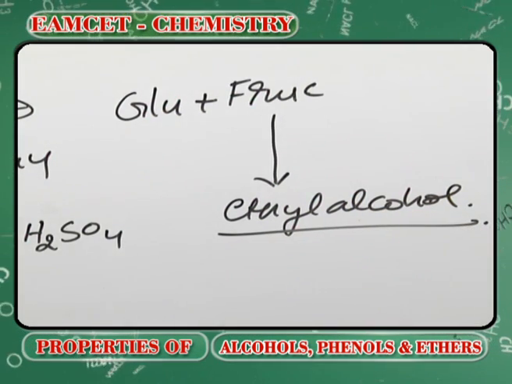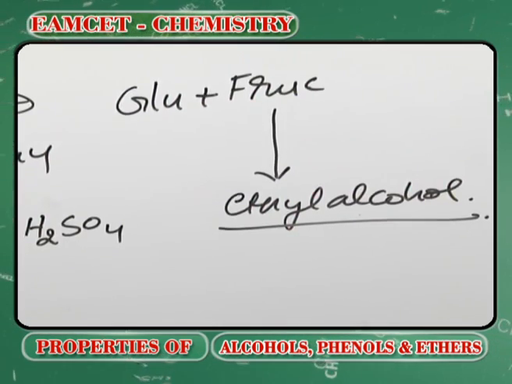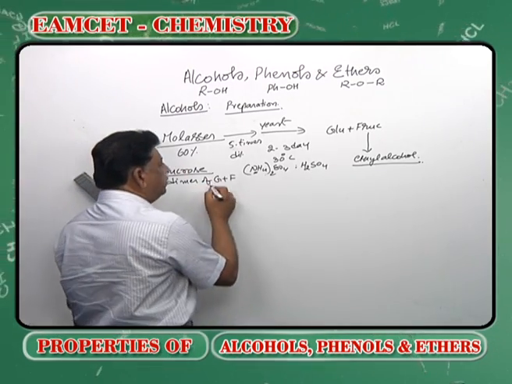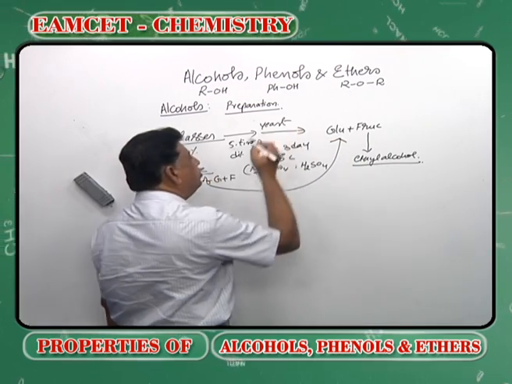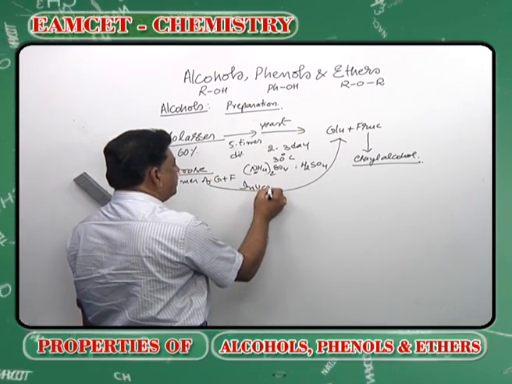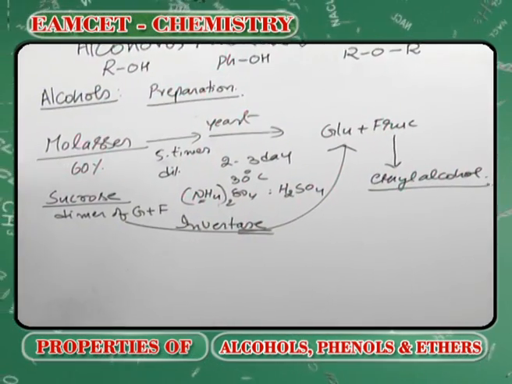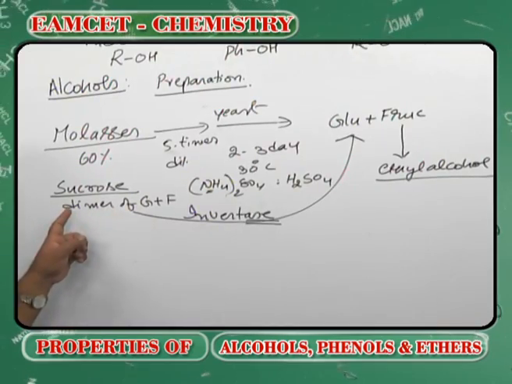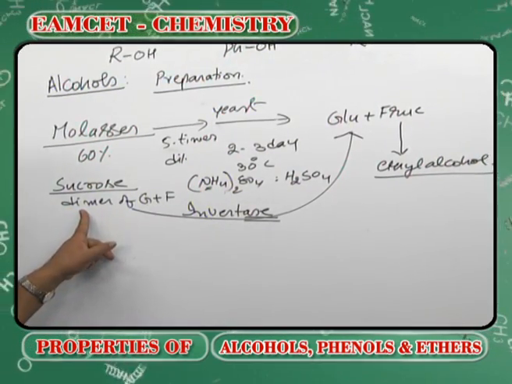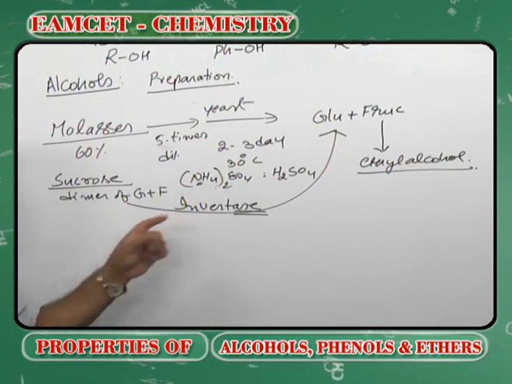So, this is what is happening. First, the sucrose is converted to glucose and fructose by the enzyme produced by the yeast called invertase. ASE stands for enzyme nomenclature. Invertase means this will have a positive optical activity, but the mixture will show a negative optical activity. That is why the name invertase.